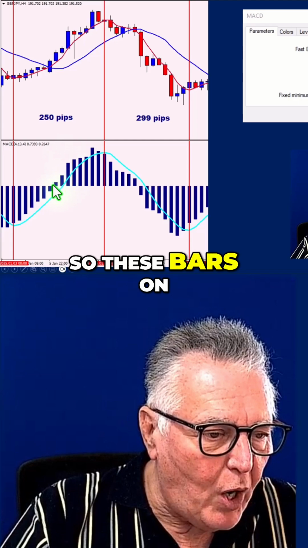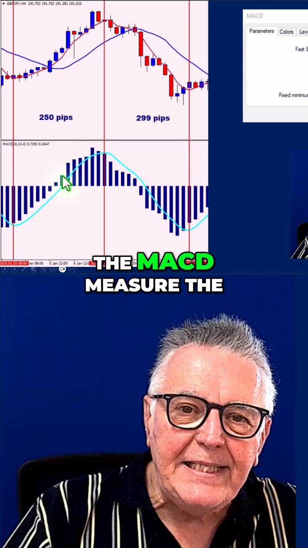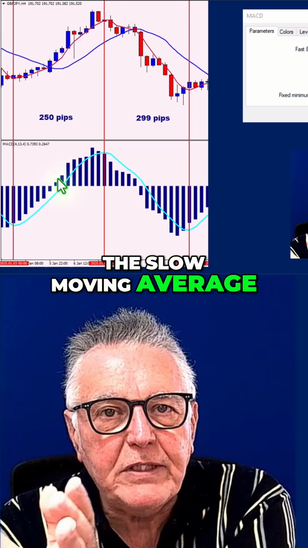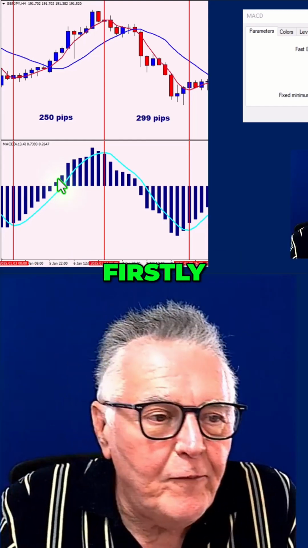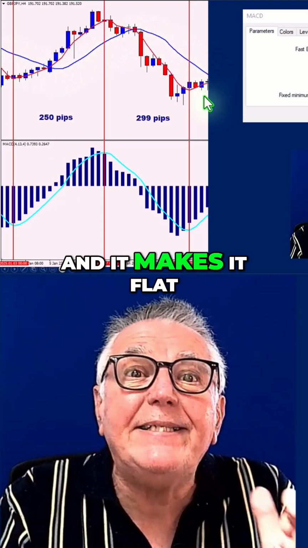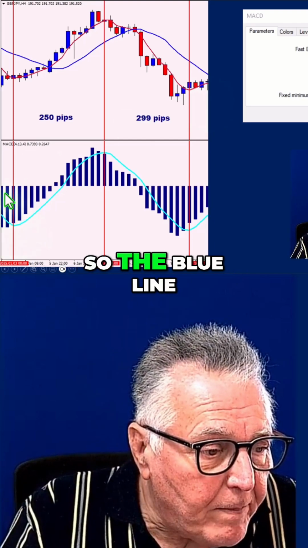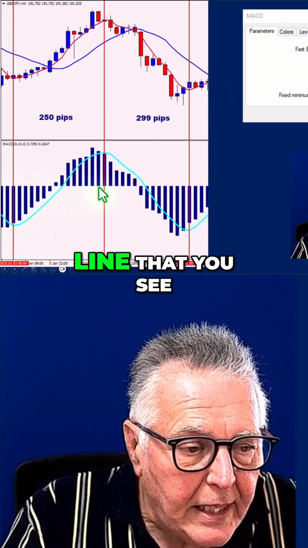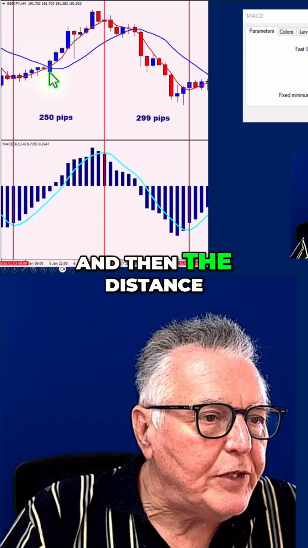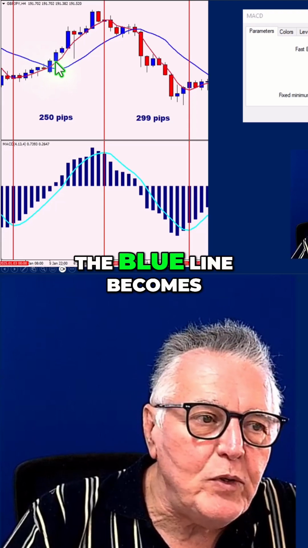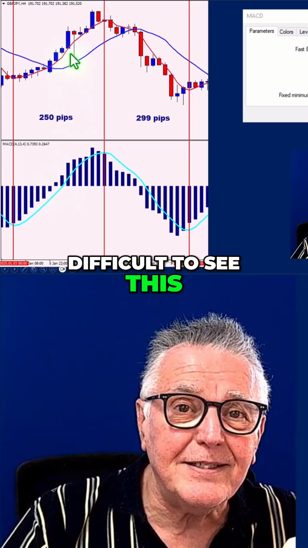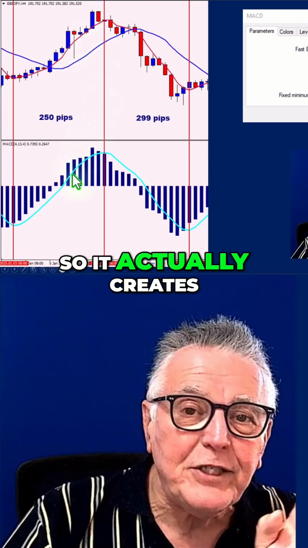So these bars on the MACD measure the distance between the slow moving average and the fast moving average. And how does it do that? Firstly, it takes the slow moving average, that blue line that you see there, and it makes it flat. It flattens it. So the blue line actually becomes this middle line that you see on the MACD. And then the distance between the red and the blue line becomes the bar that's down here. Because it's actually very difficult to see this with the eye on the chart. So it actually creates bars for you.